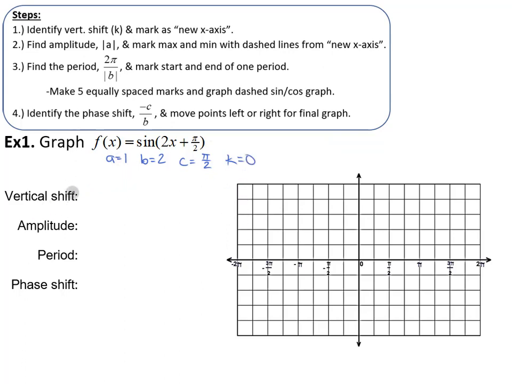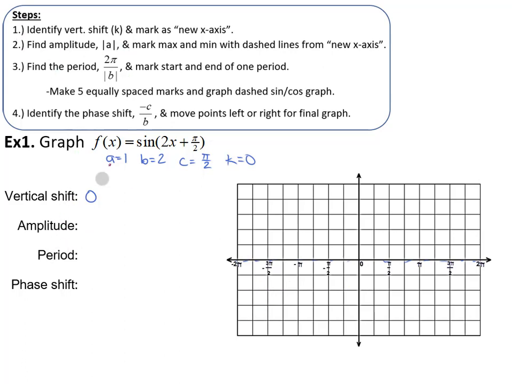Okay, so let's write in some of these values, our calculations here. Our first step is to identify the vertical shift, which is 0, and mark that as our new x-axis. Well, since we don't need to shift up or down, the x-axis is our new x-axis. We didn't go up or down at all.